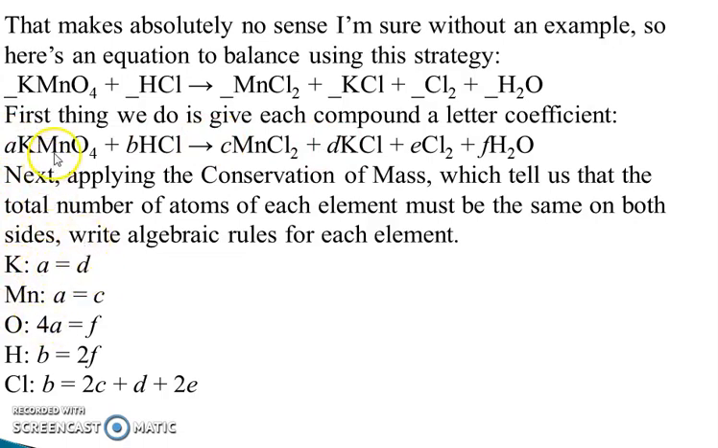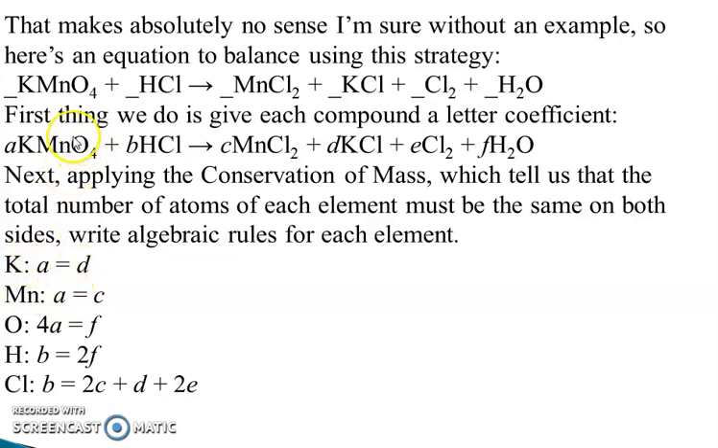Now let's start with Mn. Again A gets multiplied by Mn. A single atom of Mn is there, so a single A will be written on the reactant side. Another Mn is written on the product side along with C, so this C gets multiplied by Mn. So we can say that A equals C. In the case of K, A is equal to D.